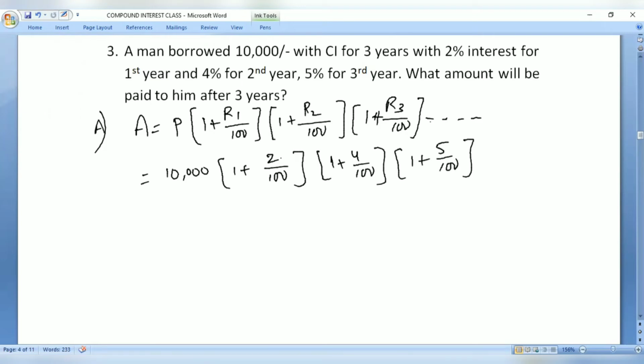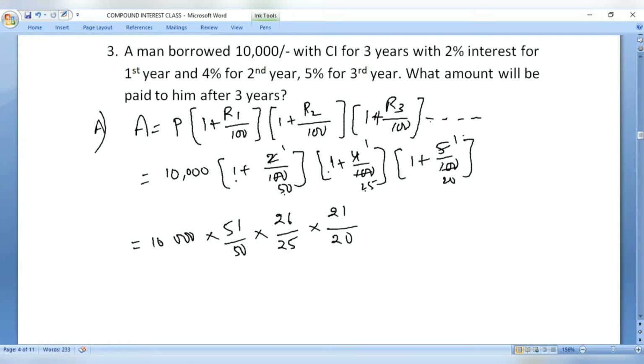Now, if you solve this, 2 ones, 2 50s, 4 ones, 4 25s, 5 ones, and then 5 20s. So 10,000 into direct simplification, 50 plus 1, 51 by 50, into 25 plus 1, 26 by 25, into 20 plus 1, 21 divided by 20. Now this is 10,000. So how do we calculate now?